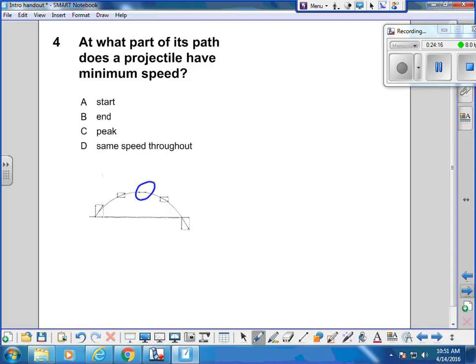Yeah, it's at the peak. Why is that? Because the horizontal component stays the same, right? And you have to add the vertical. There's no vertical here to add. So if this is 6 and this is 8, then the total there would be 10, right? So here it's just 6. It's only the horizontal. There's no vertical to add. So the minimum speed is actually at the peak.